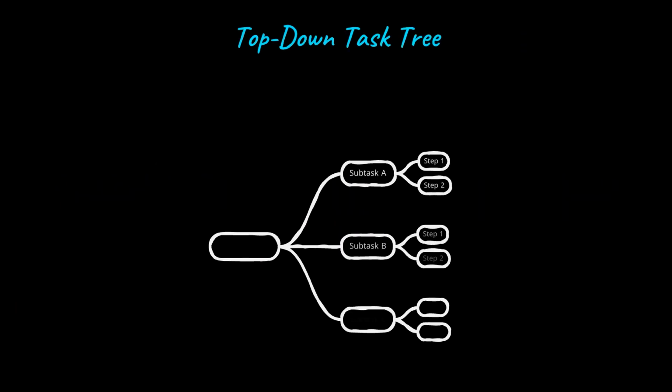The result is a tree of tasks. The full problem sits at the top. Major subtasks branch from it, and each subtask that is still too complex gets split again. This continues until every bottom-level piece is small enough to code in a single routine.